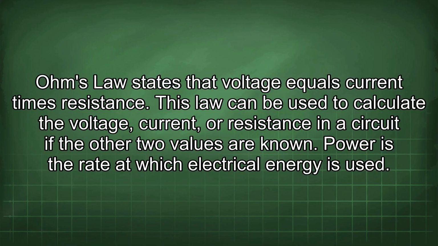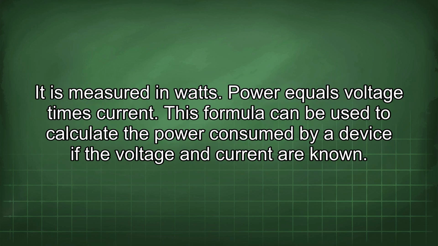Ohm's law states that voltage equals current times resistance. This law can be used to calculate the voltage, current, or resistance in a circuit if the other two values are known. Power is the rate at which electrical energy is used. It is measured in watts. Power equals voltage times current. This formula can be used to calculate the power consumed by a device if the voltage and current are known.